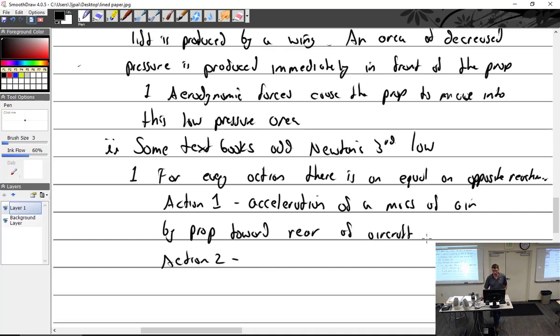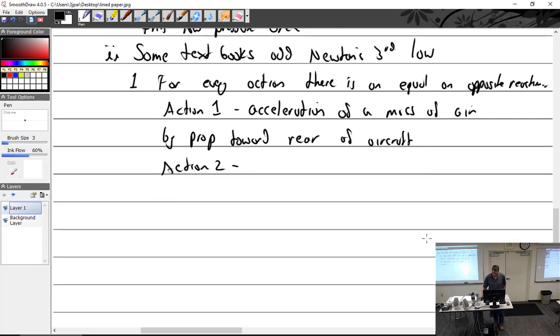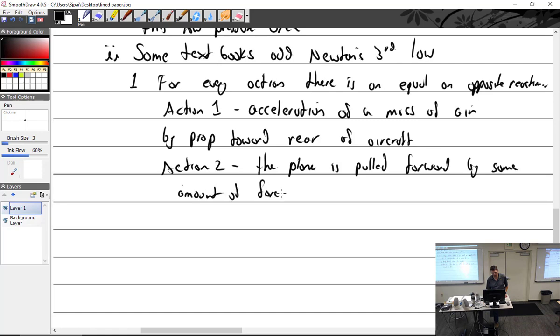Oh, I had a note in here. Assume 200 pounds of accelerated air mass. Whoosh. So if I push 200 pounds of air mass behind me, then I'm going to go forward by 200 pounds. So action 2 is the plane is pulled forward by the same but opposite force amount. We'll go with that.